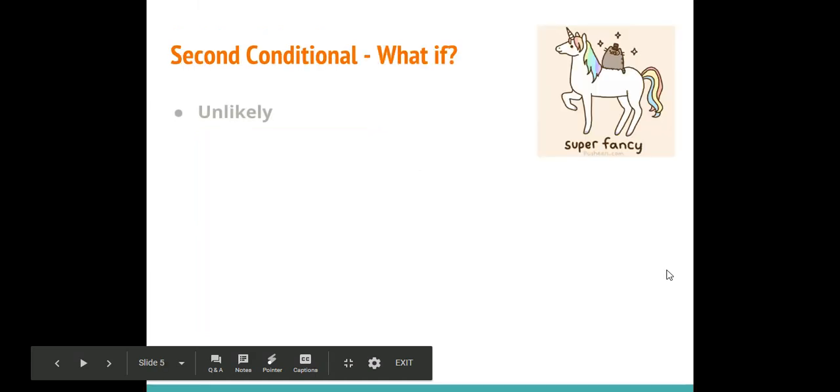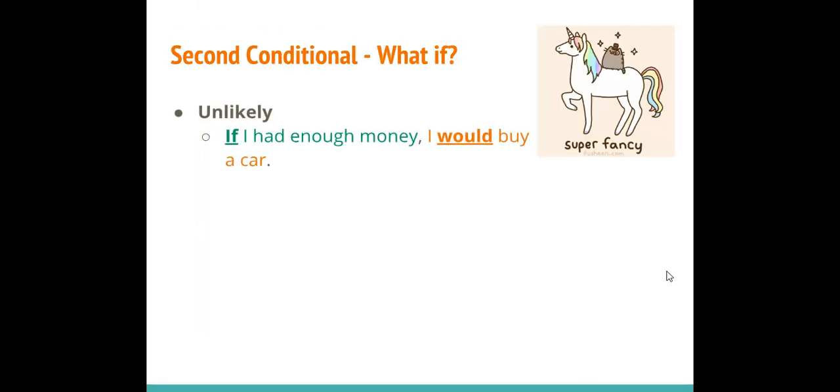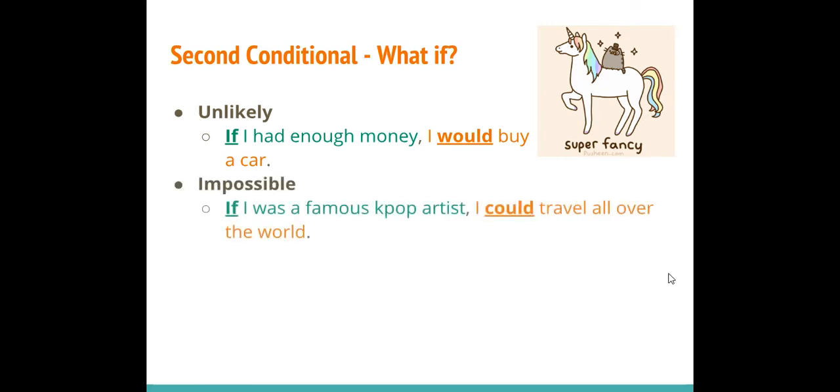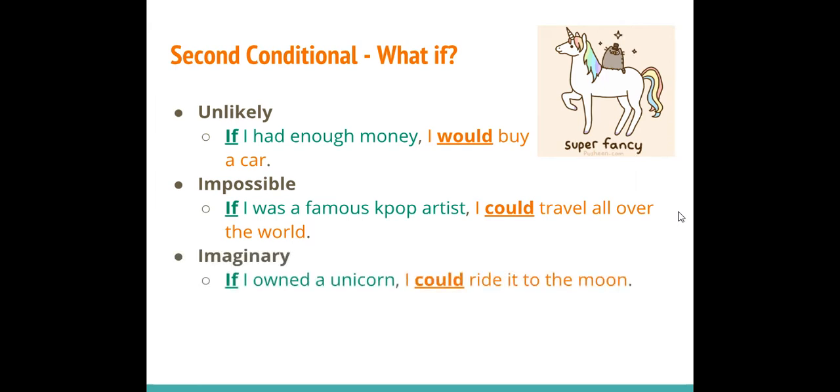Okay. See some examples. Unlikely. If I had enough money, I would buy a car. Impossible. It's not likely I will have enough money soon. Impossible. If I was a famous K-pop artist, I could travel all over the world. This is never going to happen. I am not good at dancing. Or imaginary. If I owned a unicorn, I could ride it to the moon. Right? Unicorns are not real. I could not ride it to the moon. It's not possible.